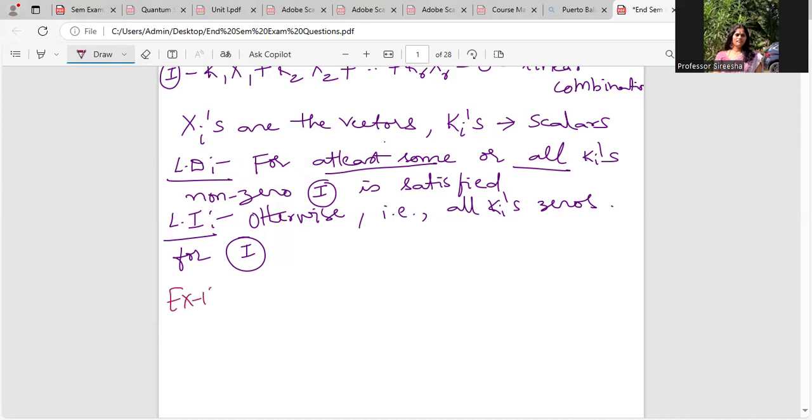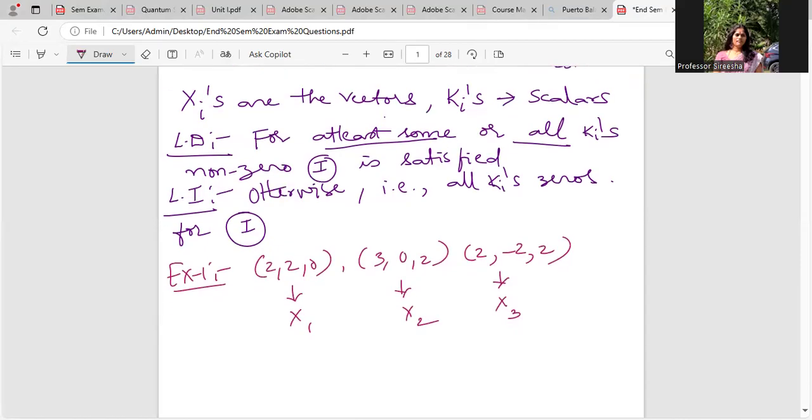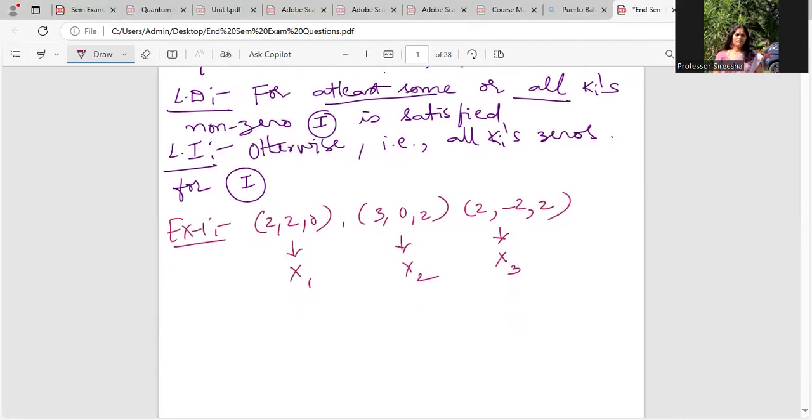Example 1. These are the vectors: (2, 2, 0), (3, 0, 2), (2, -2, 2). For checking the linear combination, I'll assign them some notation, x1, x2 and x3. Randomly, you can pick any vector to be x1, x2 and x3. Now, immediately I will consider the linear combination.